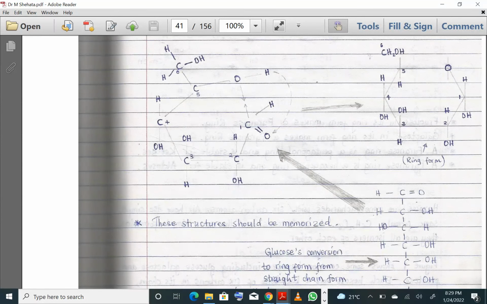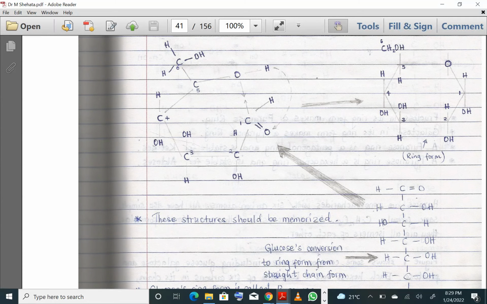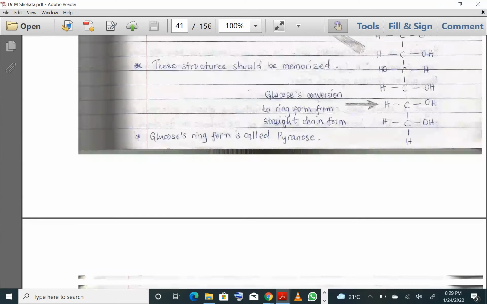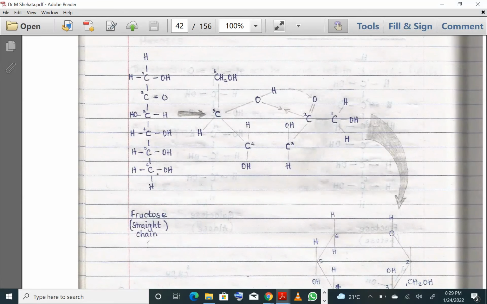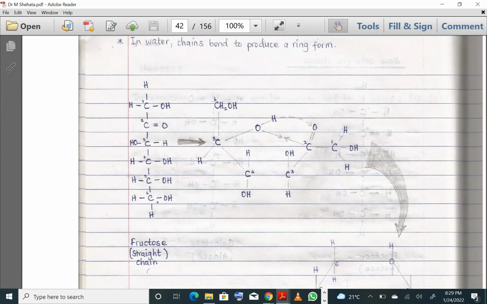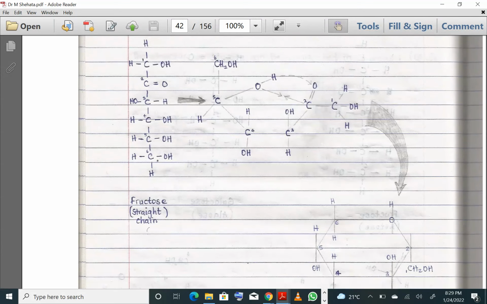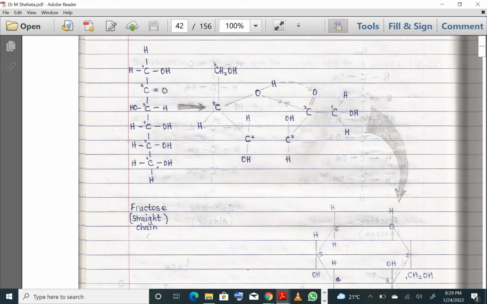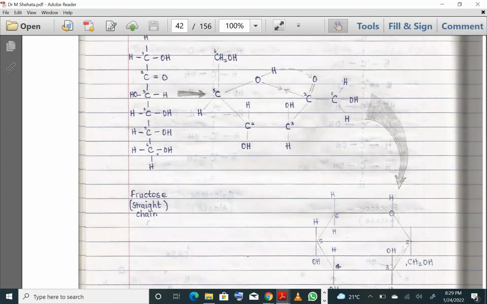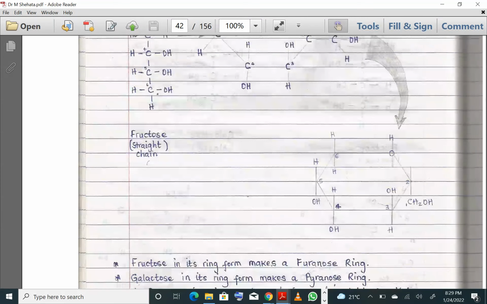So it's a pyranose ring because it looks like a hexagon. Let me put it that way. It's got 6 sides. Then when you look at fructose in the straight chain, when you put it in water again, it will form the ring.